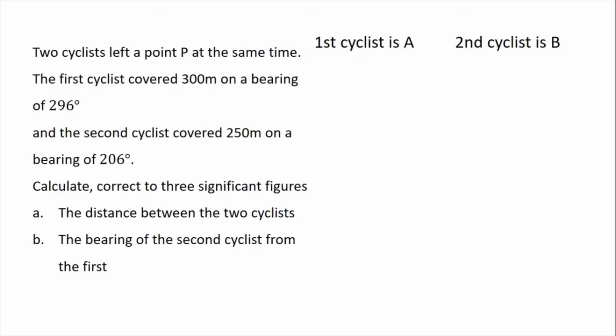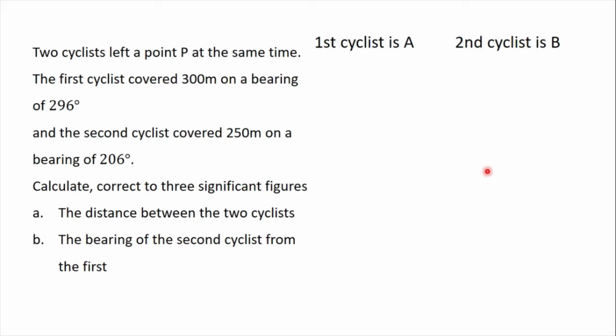Okay, so let's solve this. As we said, whenever you are being given the question, you read it carefully, then you draw an appropriate diagram for it. So let's read the question again. Two cyclists left a point P at the same time. The first cyclist covered 300 meters on a bearing of 296 degrees, and the second cyclist covered 250 meters on a bearing of 206 degrees.